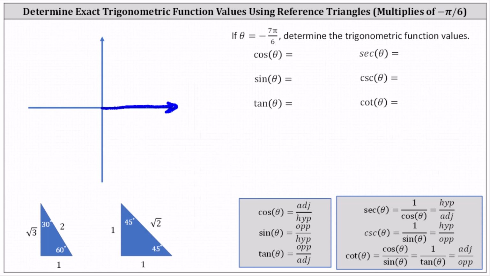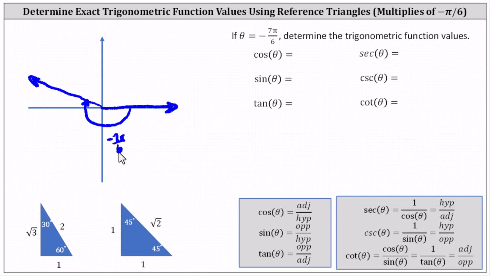Recall 1/6 pi radians is 30 degrees. So rotating clockwise, half a rotation would be negative 6/6 pi radians. We need to rotate another negative 1/6 pi radians to determine the terminal side of negative 7/6 pi radians, or negative 7 pi divided by 6 radians. This would be the terminal side for negative 7 pi divided by 6 radians.